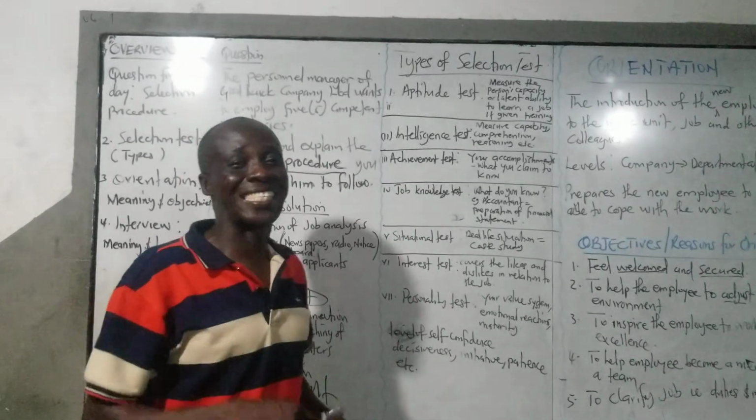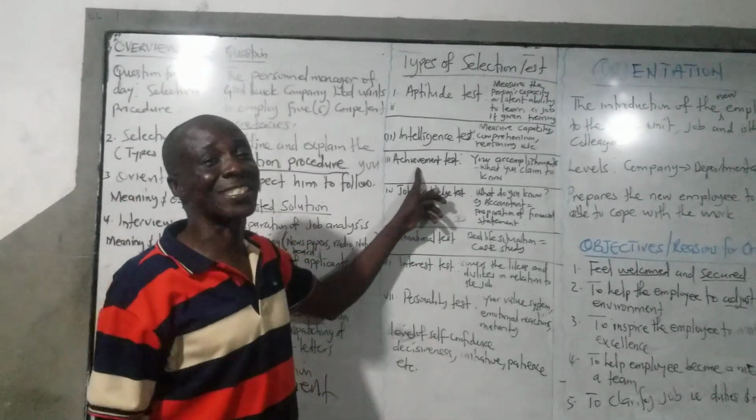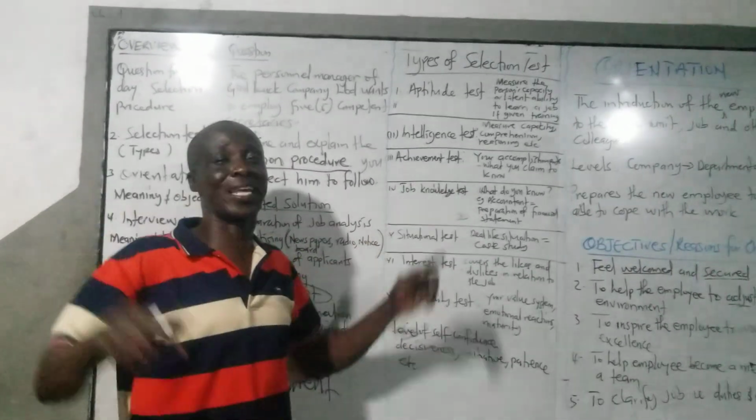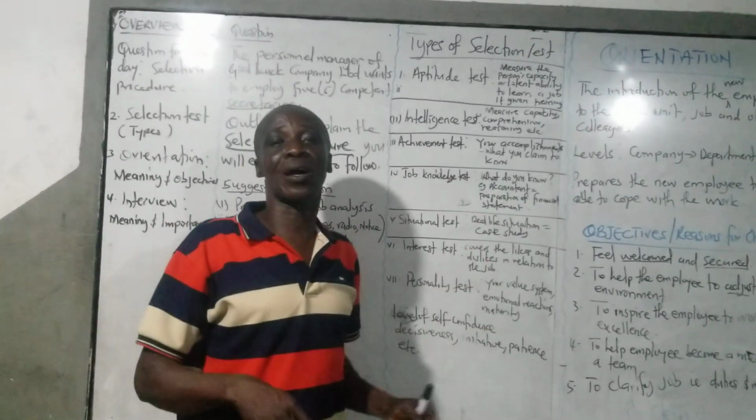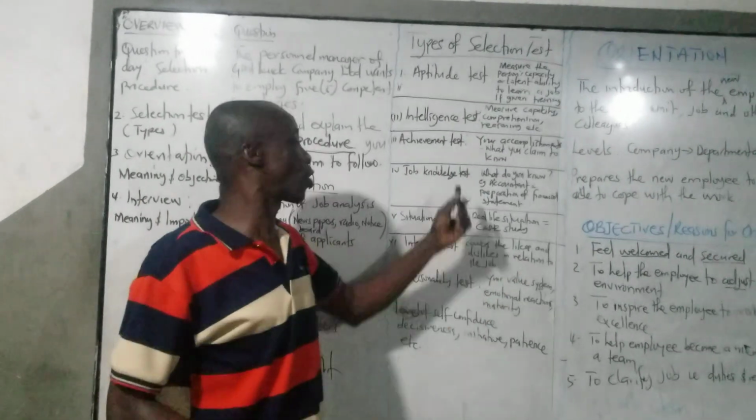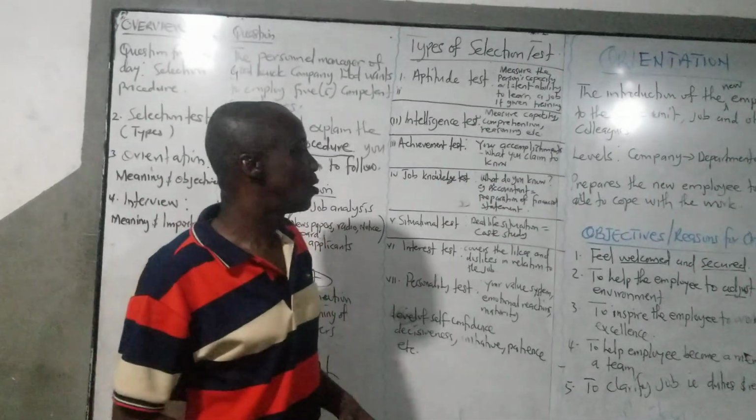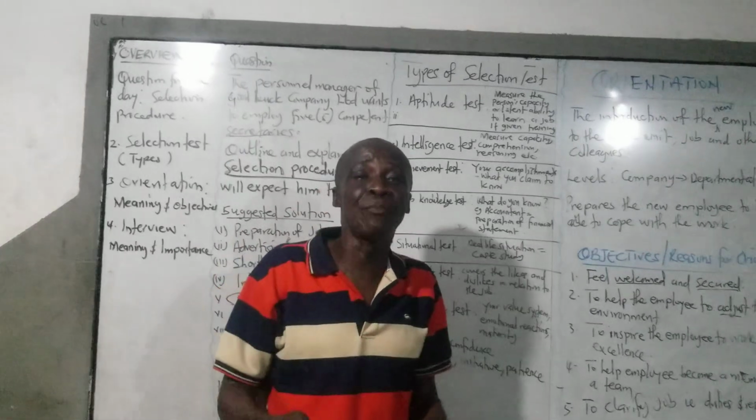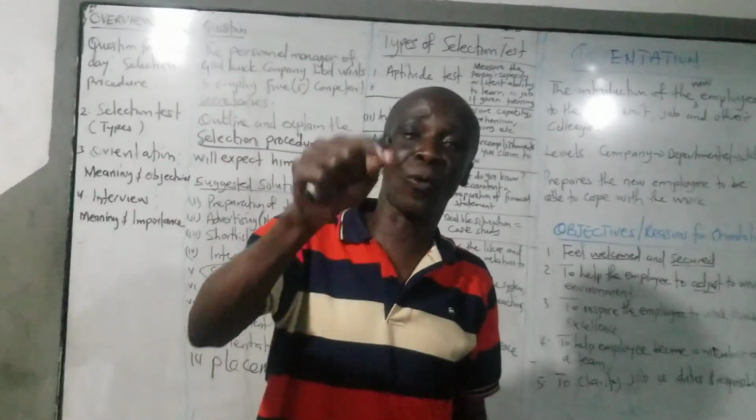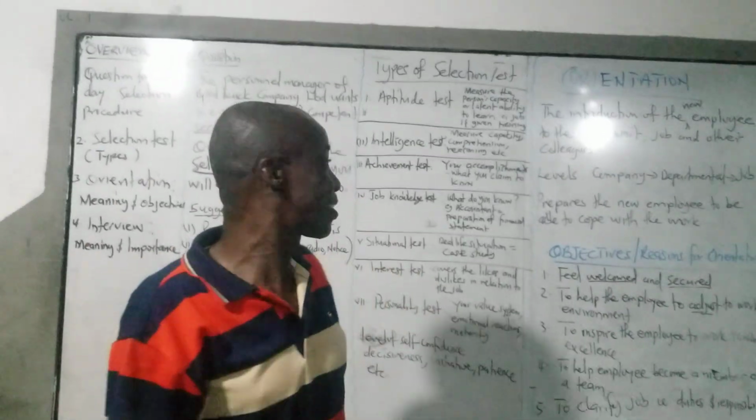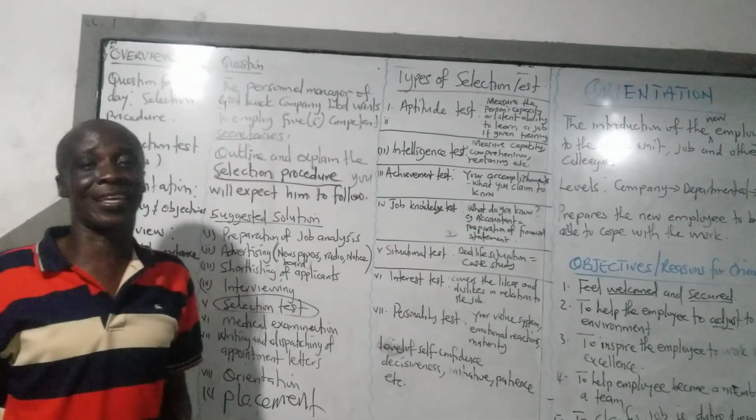Then we also have the achievement test. The name tells you what it is. Achievement test. So what have you accomplished? It talks about your accomplishment. And you claim you can do certain things. Okay, you are tested to find out whether you can actually do those things. That will be the achievement test.